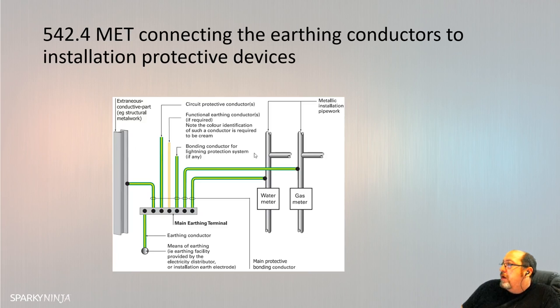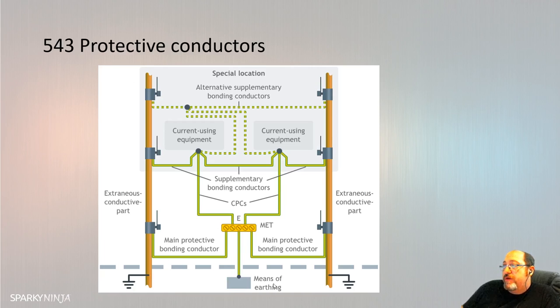Just to talk about protective conductors again here in general. We've got the means of earth there. That's the main earthing terminal. So that's the earthing conductor. We have an extraneous conductive part. We have another extraneous conductive part. And so the main protective bonding conductor goes from the main earthing terminal to the extraneous conductive parts. We then have current using equipment here and here. So this conductor is the CPC, circuit protective conductor. And then we have a potential proximity issue with regards to arm's reach.